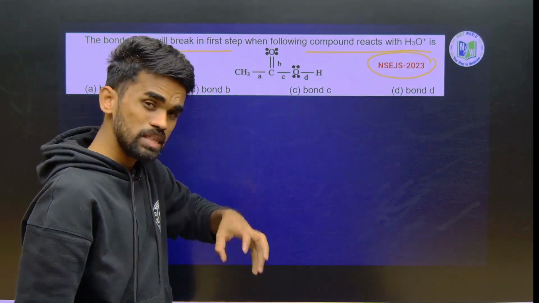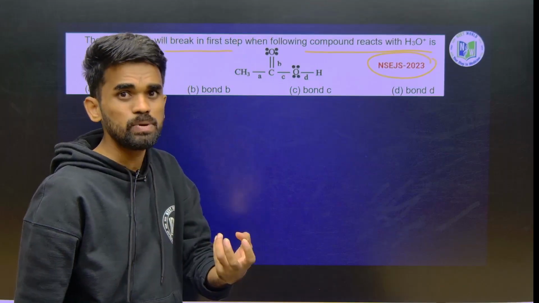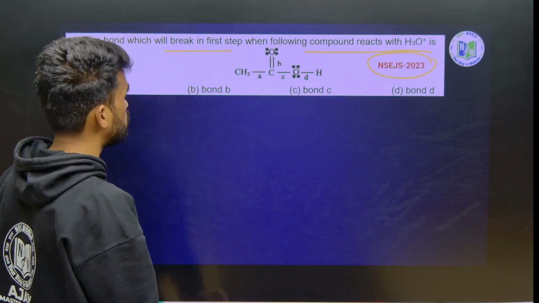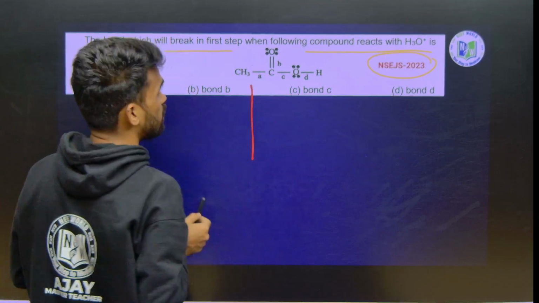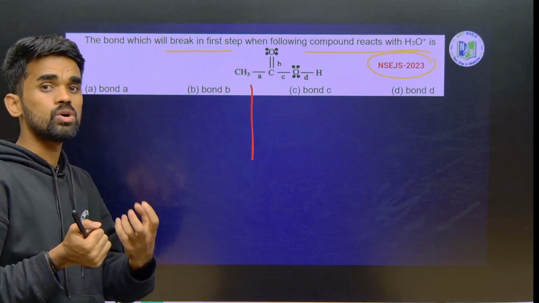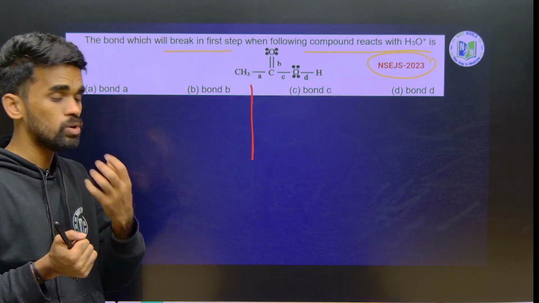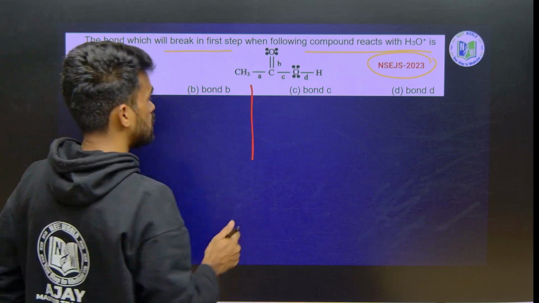So this is a concept that must be focused on. Do not skip this. So what is the mechanism? They are focusing on the mechanism, how you are going to propose a mechanism for this kind of reaction.